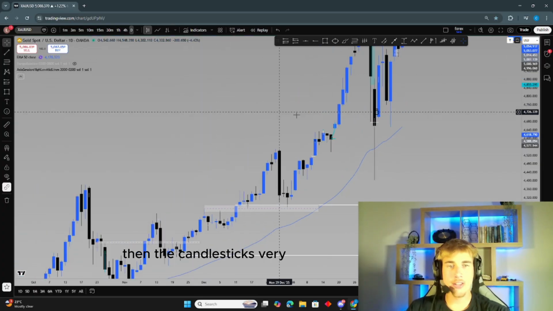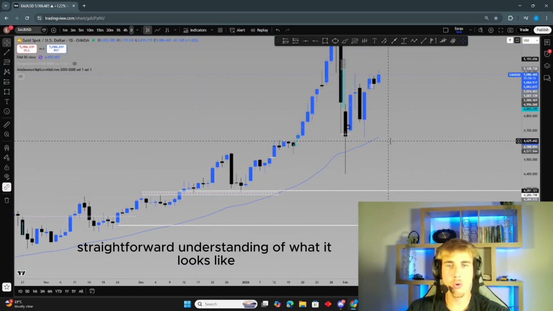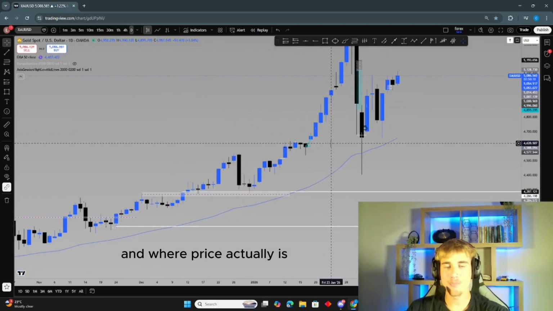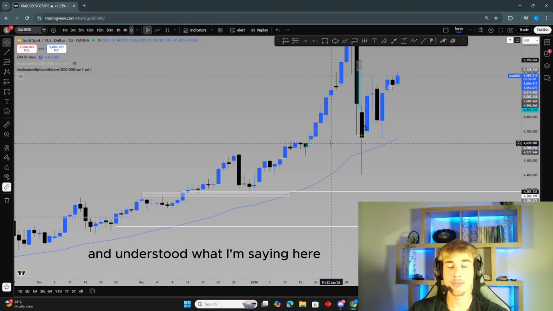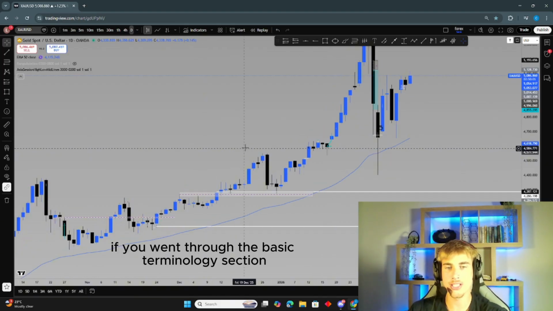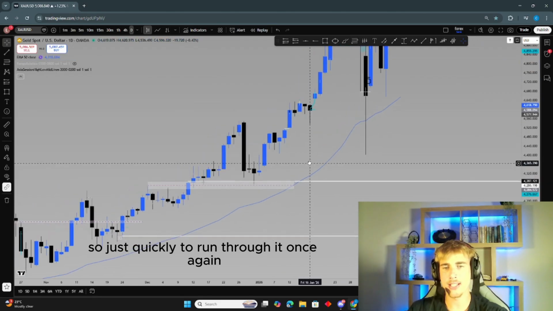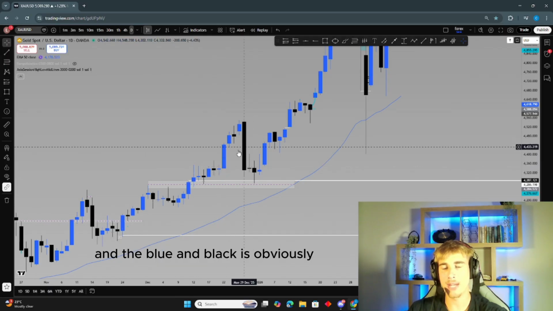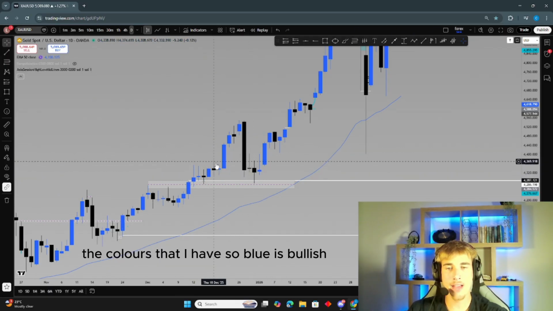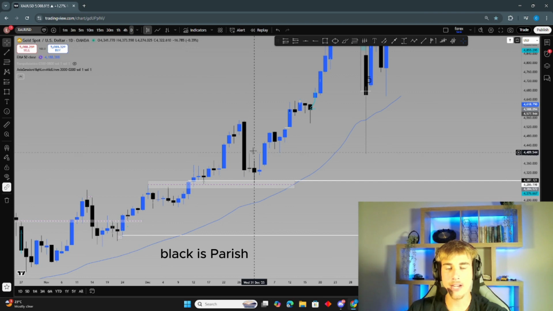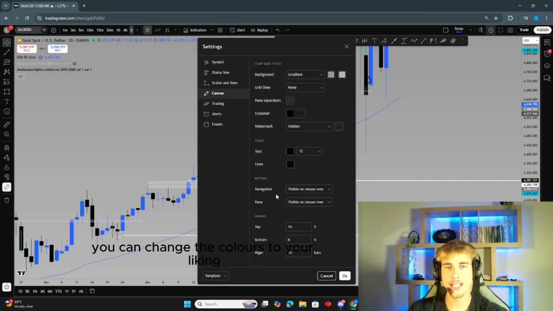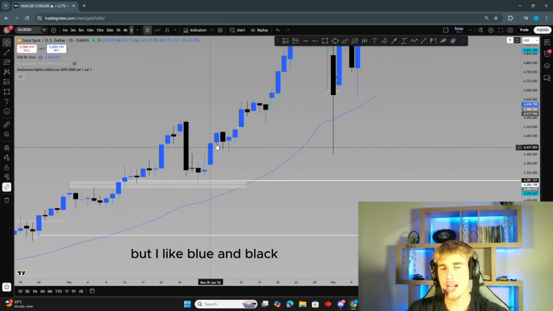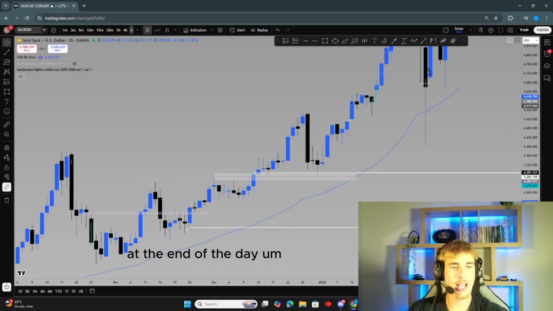Right. Then the candlesticks, very, very basic, straightforward understanding of what it looks like and where price actually is. You guys would have understood what I'm saying here if you went through the basic terminology section. So just quickly to run through it once again, the open is the start of the candle, and the blue and black is obviously the colors that I have. So blue is bullish, black is bearish. You can change the colors to your liking. You just got to go to settings and then go to symbols and change it up, right? But I like blue and black, so it really doesn't matter at the end of the day.